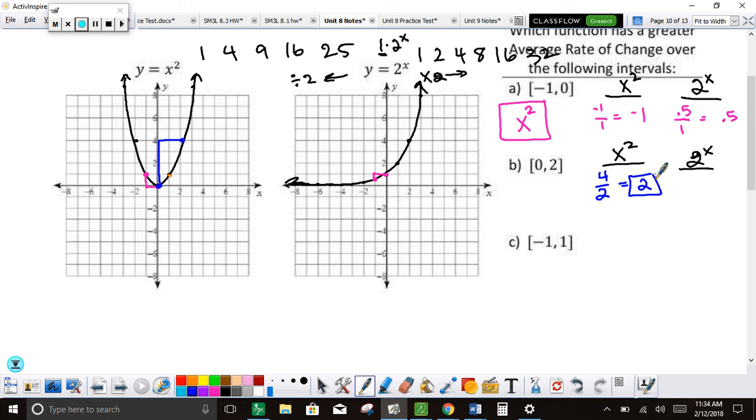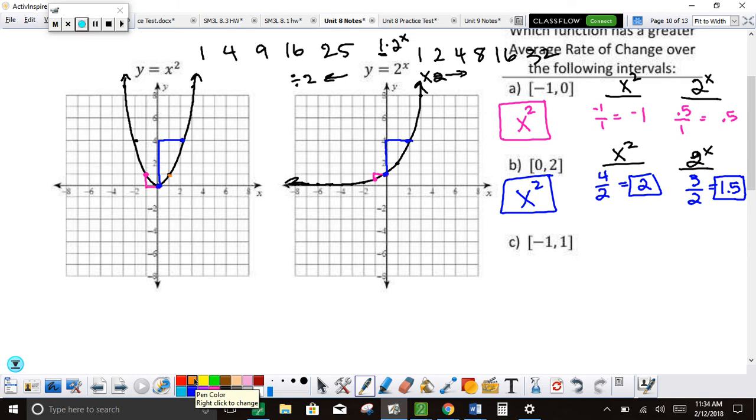So 2 to the x at 0, I'm up here at 1. At 2, I'm up here at 4. What's my slope here? Up 3 over 2. Which one has a greater average rate of change in that interval, the x squared or the 2 to the x? The x squared. So we're just finding the slope between those 2 points and saying which one's greater. Now, depending on the interval, it depends on which one's greater.